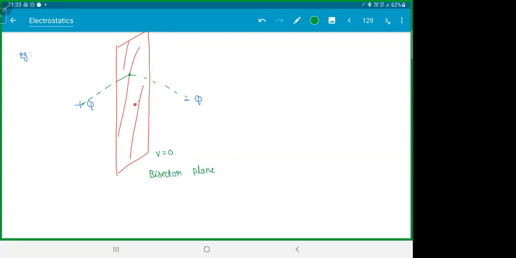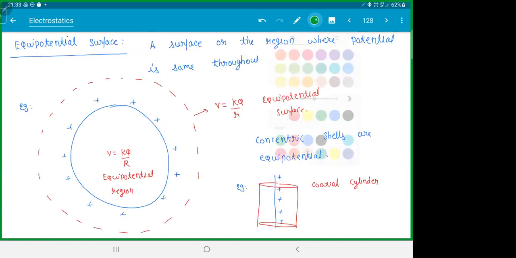A perpendicular plane, perpendicular to both of these two charges, and in the center all points have zero potential. 0, 0, 0. Everywhere it is 0, because no matter where you take it, they will be equidistant. Make sense? So those are some of the examples. Clear with the examples? Any doubts?